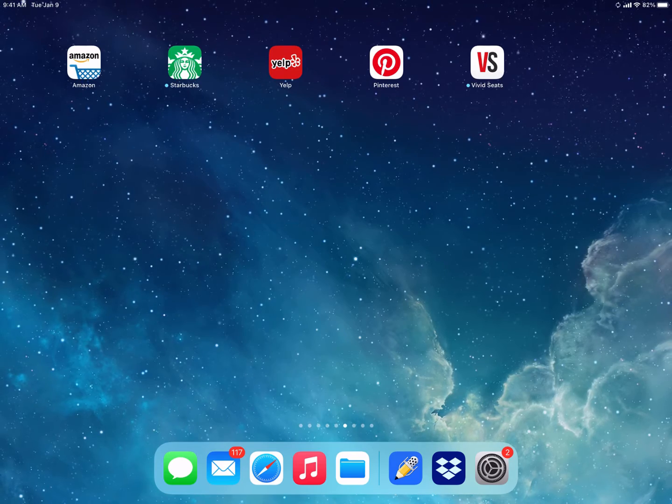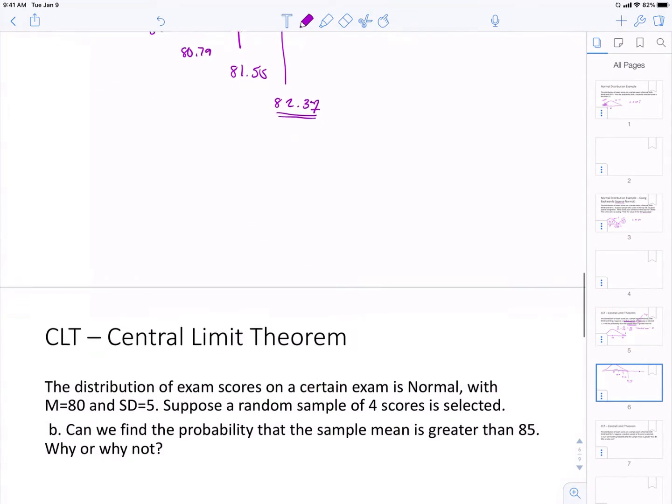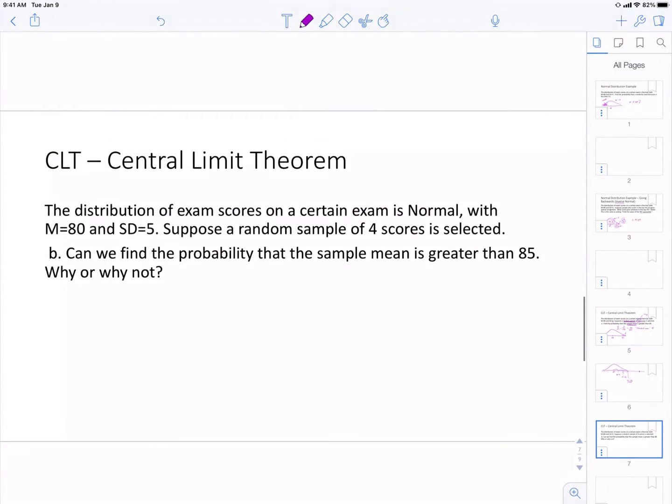Let's take a look at another question. Same exam. Can we find the probability of a sample mean greater than 85 if we're only taking a sample of 4? In the first case, we just jumped ahead and said, let's use the central limit theorem because we had a large sample size. But now we don't. Can we still find the probability? Well, the answer to that is yes. Why? Because we were told that the distribution that we're drawing from is normal.